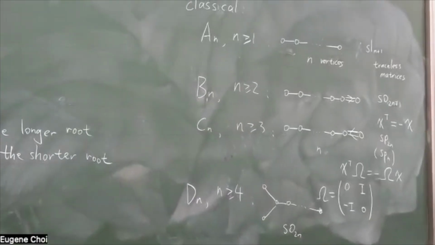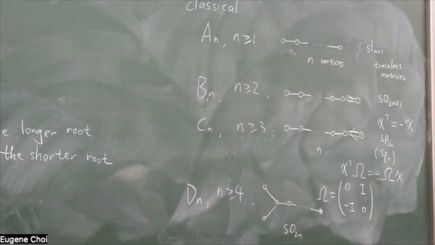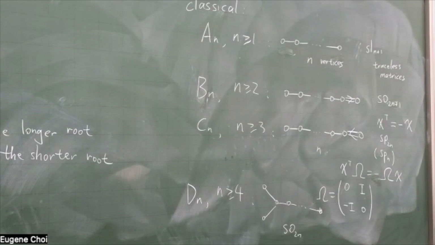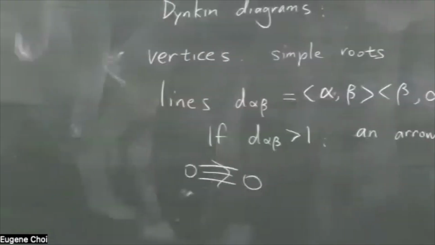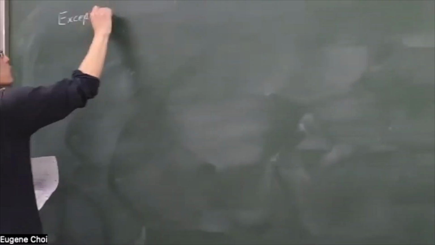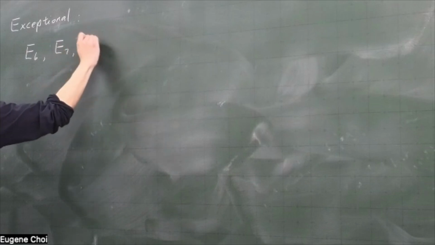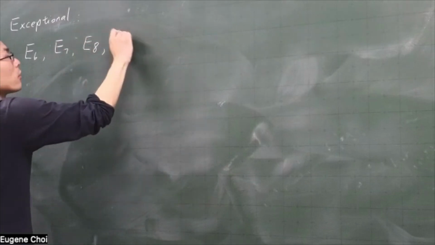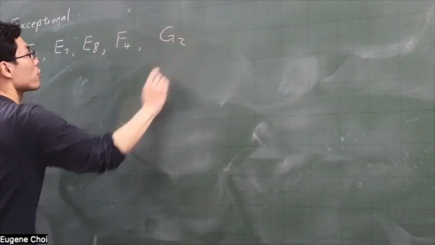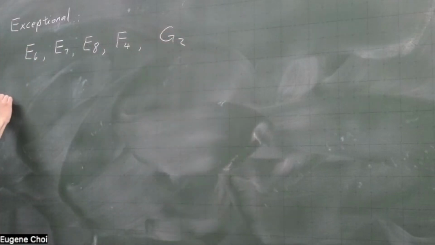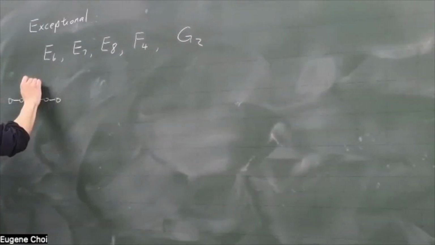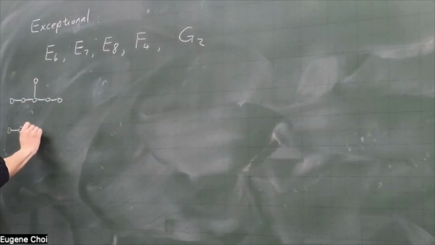It's a bit weird to split here, but we also have some sporadic cases, which are called exceptional. They are denoted as E6, E7, E8, F4, G2. E6 is this, and E7, and E8.